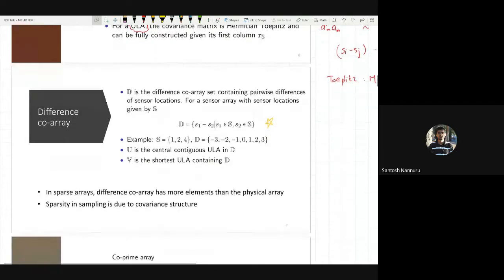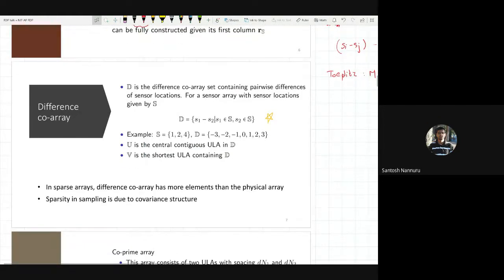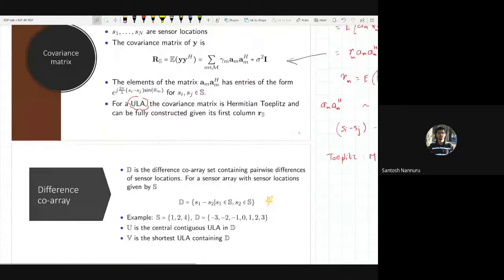An example is given. V and U we will come to later. Now let's look at the ULA. For simplicity, let's assume all these s_1, s_2, s_3 are integers. That is okay, because you always choose some fundamental spacing between the sensors, and then make all distances integer multiples of that. You don't have to do that, but that should be sufficient.